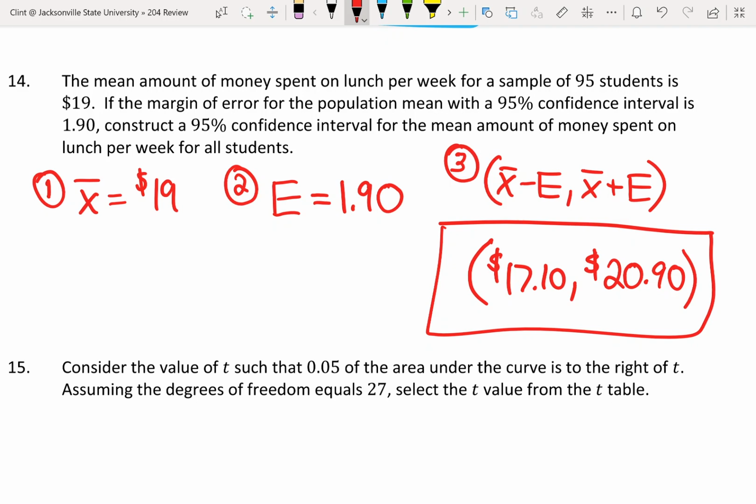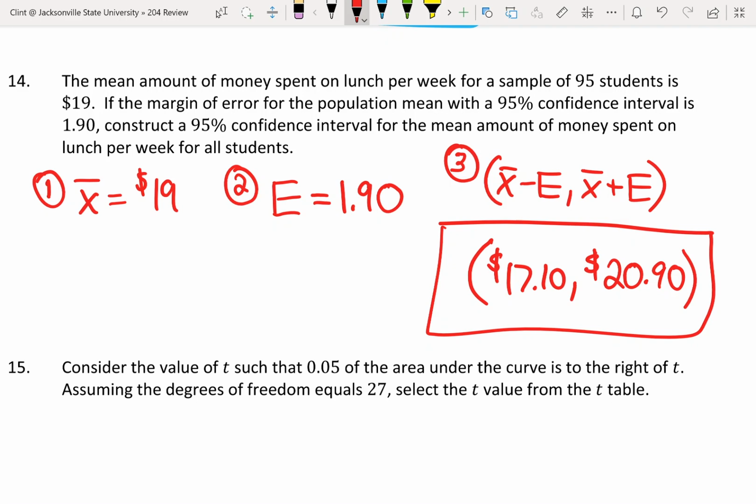Try not to get in a rush, read carefully, because that one gives us the margin of error, so it's done most of the work for us. We just need to make the interval. Questions on that one? Okay.